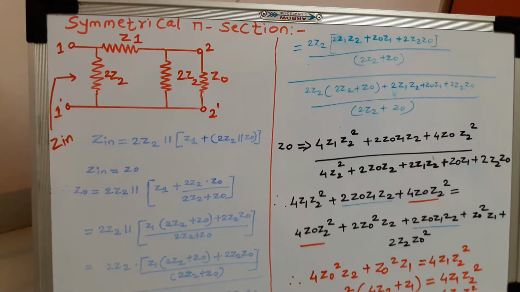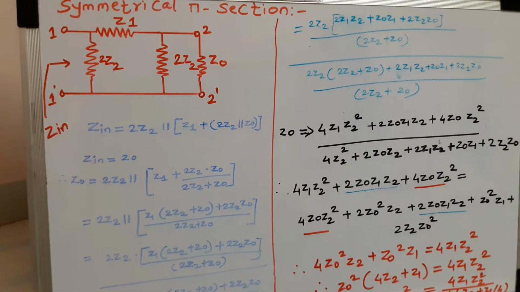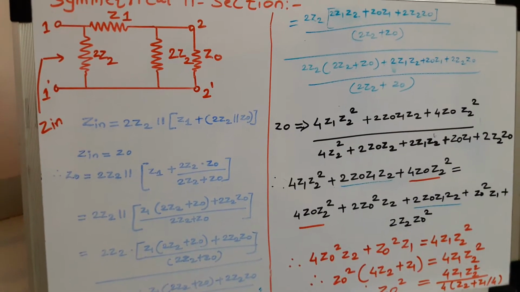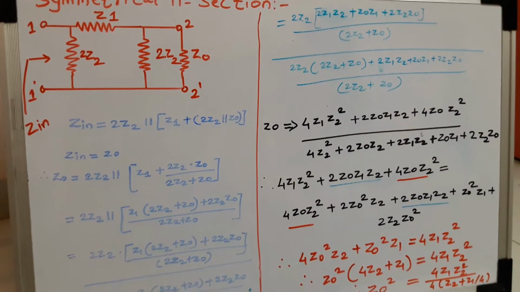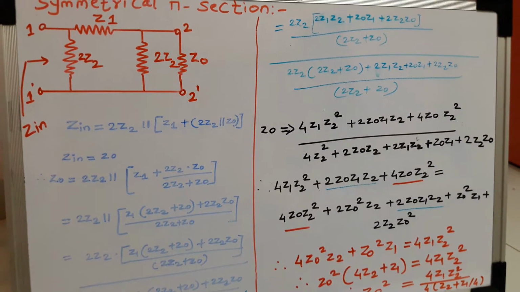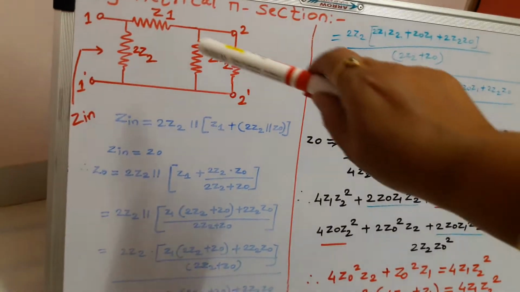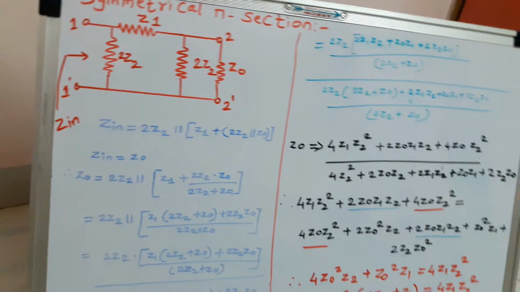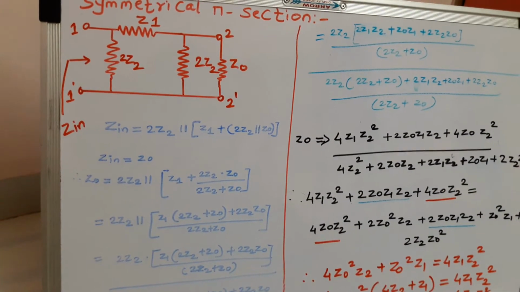Symmetrical pi network is another important network which is frequently used in transmission line theory, just similar to the symmetrical T network. The assumption is that the series arm impedance is Z1, that's why only one impedance is shown, Z1, and the shunt arm impedance is Z2.